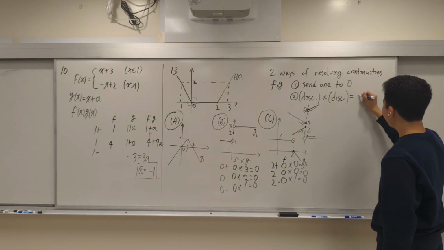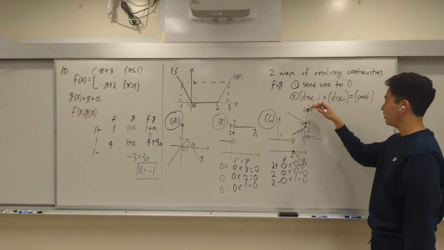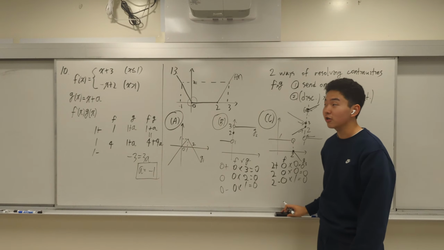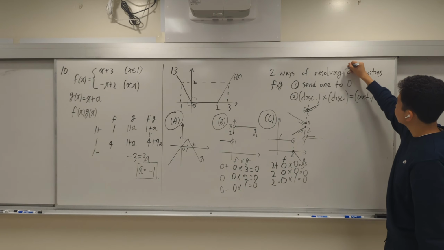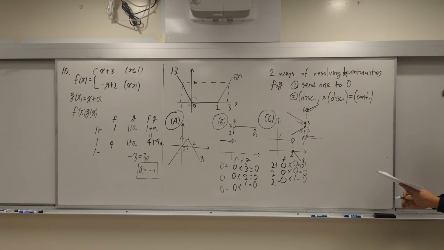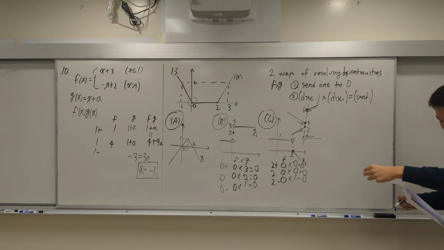Discontinuous times discontinuous can be continuous as long as the numbers work out. So you have to make sure that whatever is multiplying works out with each other. So these are two ways of resolving discontinuities, right? Okay. Number 14. Let's see, is there anything more interesting? I'll leave number 14 up to you guys. And let's take a look at number 15.